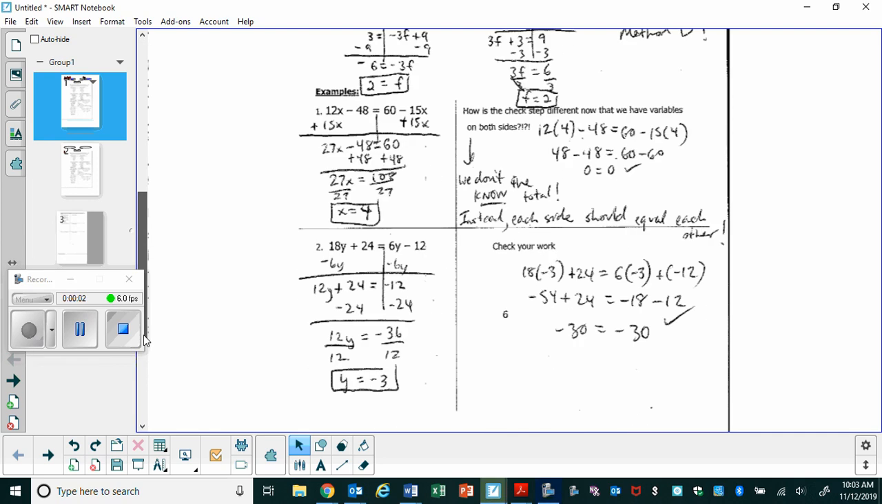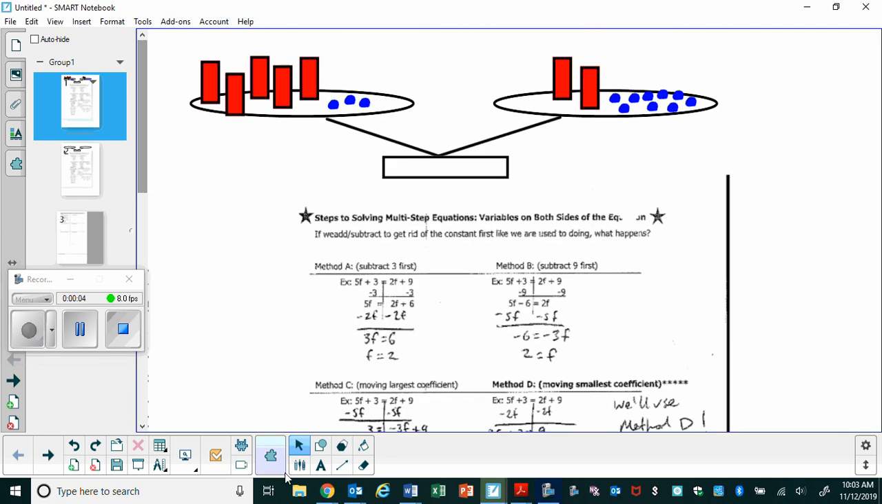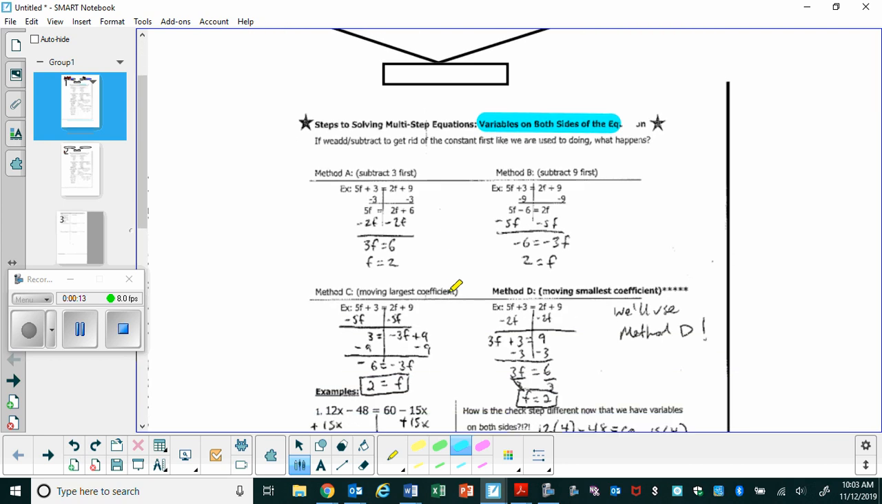So you guys are on page 6 of your packets right now, and we are getting ready to learn what to do if we have variables on both sides of our equation. All right, so we're actually going to be solving the same problem. You'll notice it's the exact same problem. We're going to solve it 4 different ways, and then we're going to focus here on the last method, and we'll talk about a couple of reasons why.